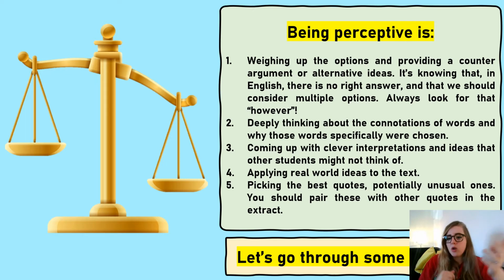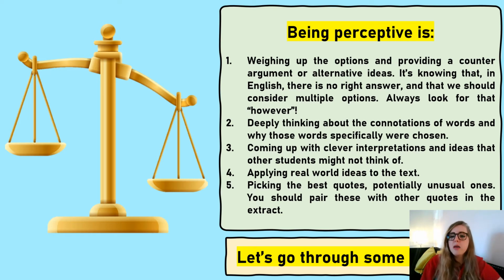Number four, applying real world ideas to the text. That could be as simple as, if it's a poem about a school and there's railings around the school, talking about how there's that prison-like atmosphere, because in the real world, prisons have railings around them. It can be as simple as that, really. Just things that you know from the real world, from conversations you've had with people, to films you've watched, to books you've read, real world ideas that you can apply to the text.